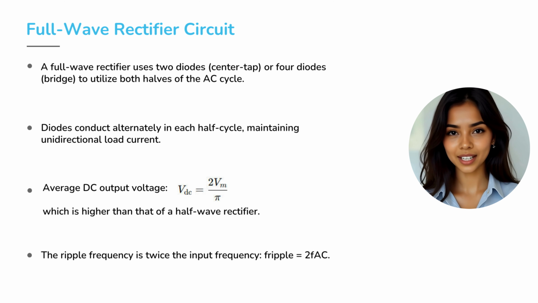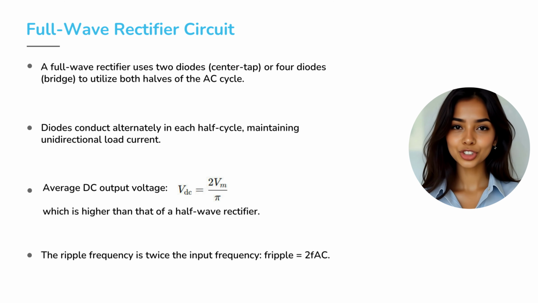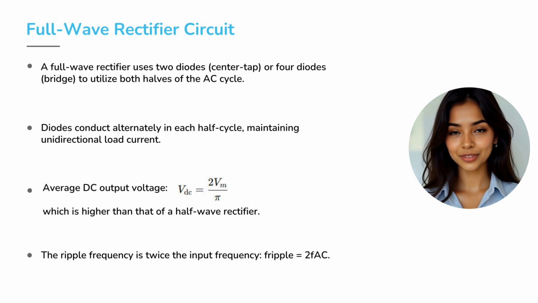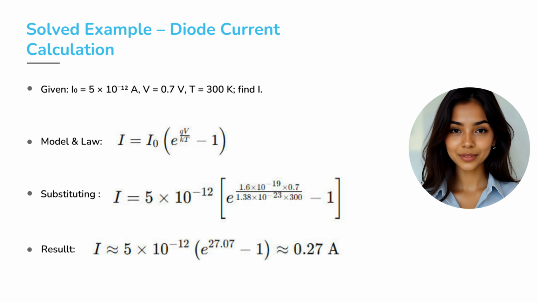For the bridge rectifier, the average DC output voltage is 2 times Vm divided by pi, definitely better than the half-wave version. And fun fact, the output ripple frequency is not equal to the input's. It's actually double. The frequency of the ripples in the DC output is 2 times the frequency of the AC input. More output per cycle, less wasted energy, and better performance. Now that's smart engineering. Let's flex our math muscles a bit with a solved example.